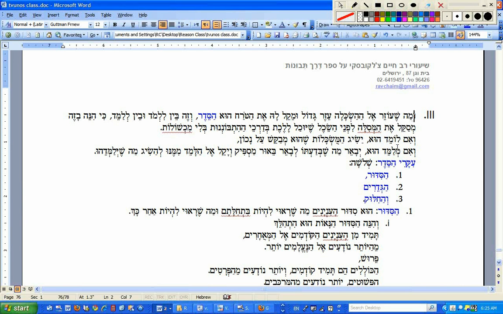Ki hine bezeh mesakel es hamasil lefnei haseichel shiyochel leches bedarche yizbonenus bli mikshalos. Seder is something that takes away a lot of stumbling blocks in front of the mind and makes you able to understand things without those blocks. This is very, very, very critical. We're going to start this, and of course we'll go on to the next week. It's very, very important in presentation.